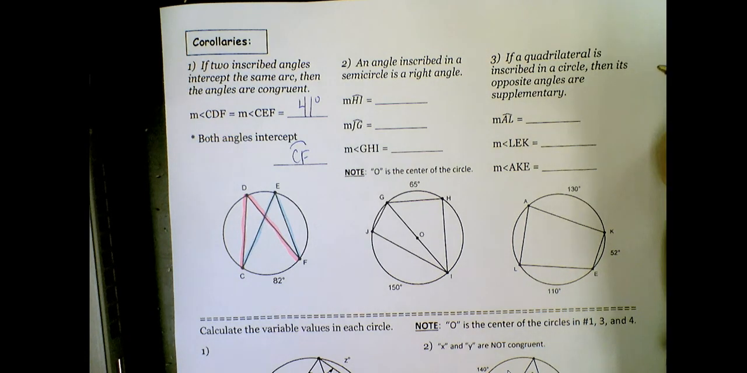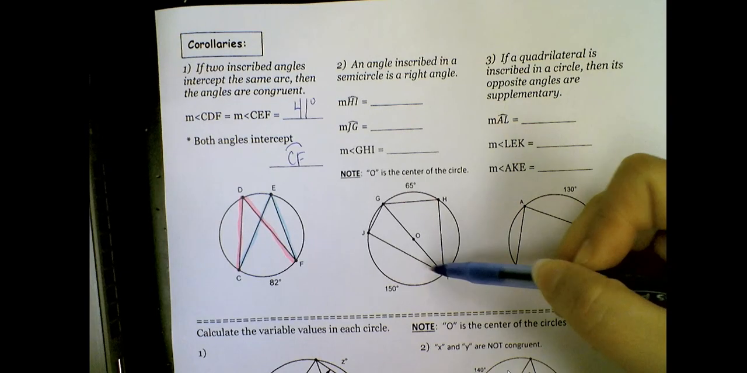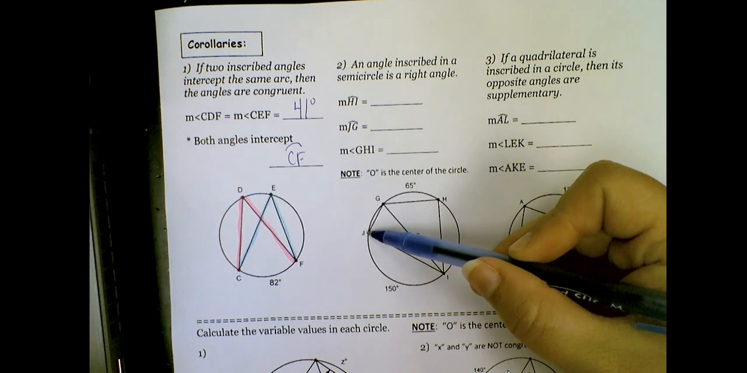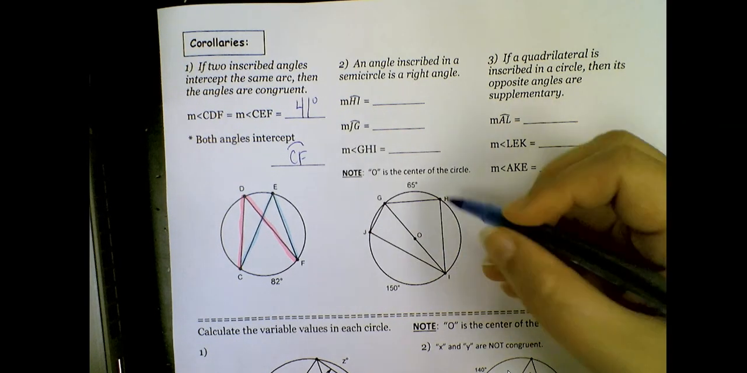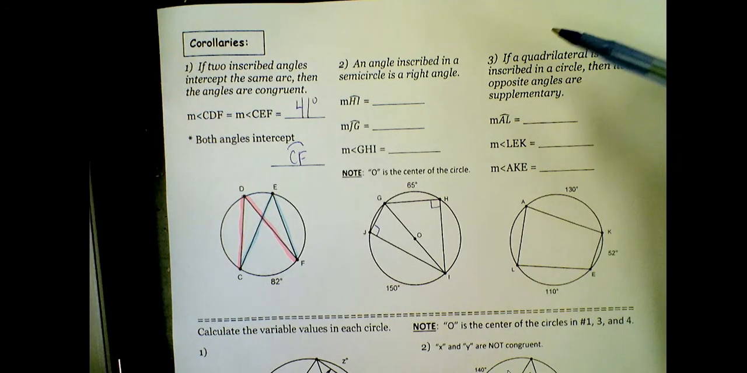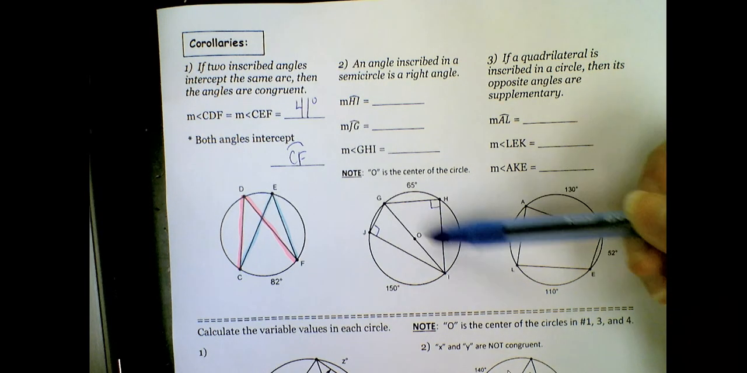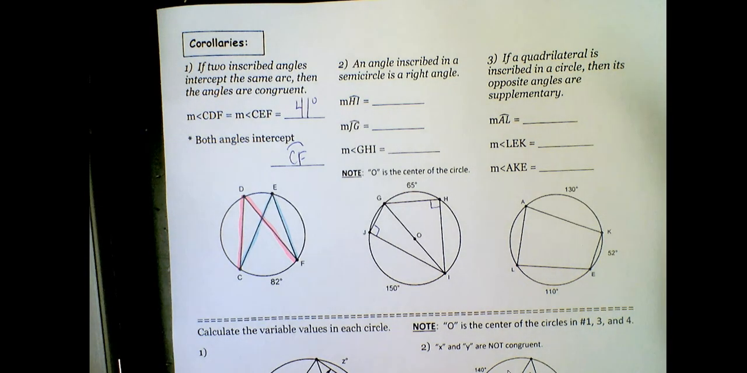Our second corollary is an angle inscribed in a semicircle is a right angle. Both angle GJI and GHI are inscribed in semicircles, so they're 90 degrees. And we know that they're inscribed because if I follow the sides of the angle, they hit at the diameter.